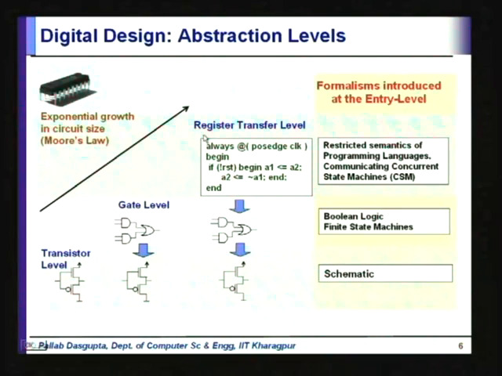So, we said let us do a design at the register transfer level, where we have registers and you have the usual Boolean logic, right. So, this is a typical code at the register transfer level. We are going to talk about this in more detail later on. So, what is the formalism that we have there?